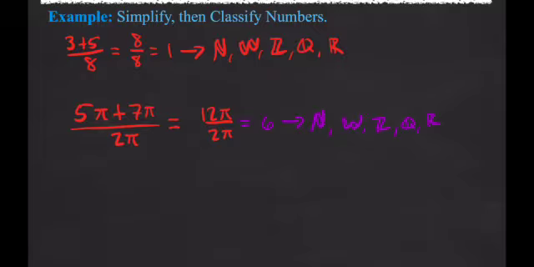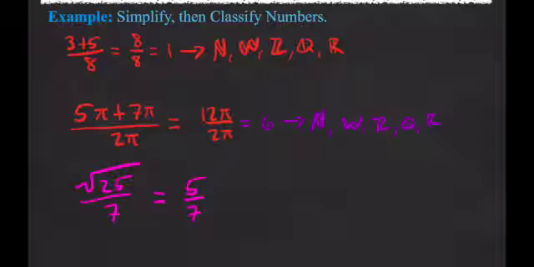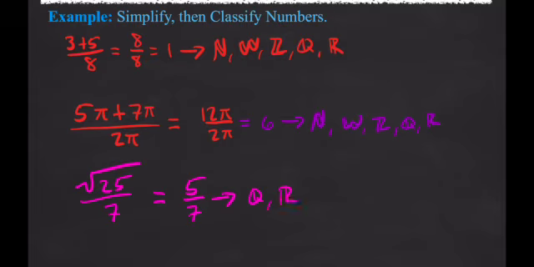Another example that we could come up with: let's say we have square root of 25 divided by 7. Square root of 25 is 5. 5 over 7 is not a natural number. It's not a whole number. It's not an integer. This is rational, and it's also real. Okay? Hopefully you guys are starting to get the idea. We want to simplify before we classify our numbers.